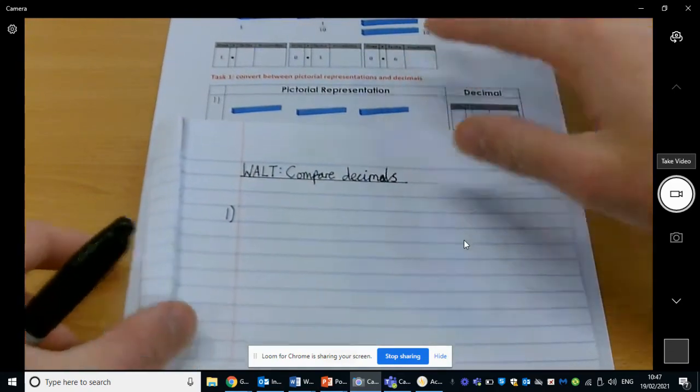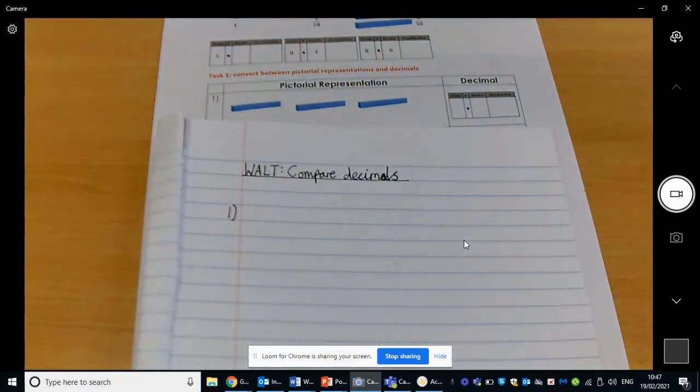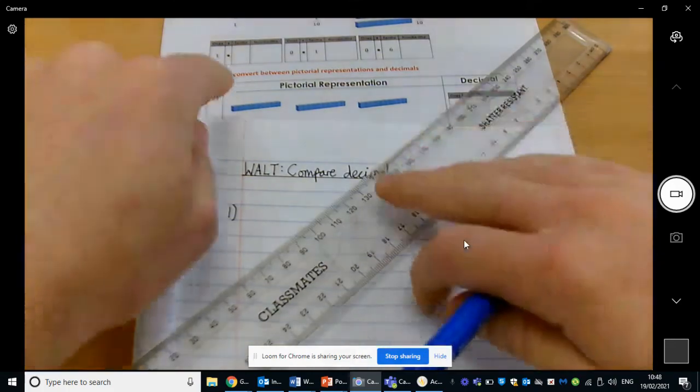So I've just got the sheet here to tell us number 1. So number 1, we've got these here. The first thing I'm going to do is draw that pictorial representation. Again, all work should be done with a ruler just to make it really nice and neat. So I'm going to draw the pictorial representation.